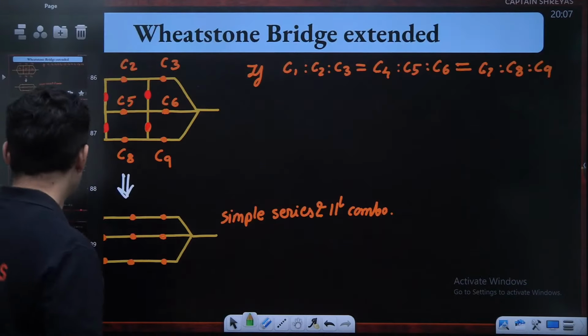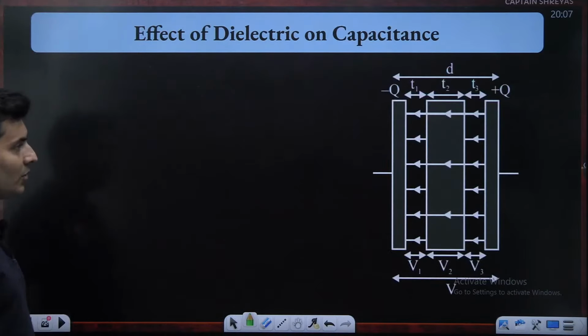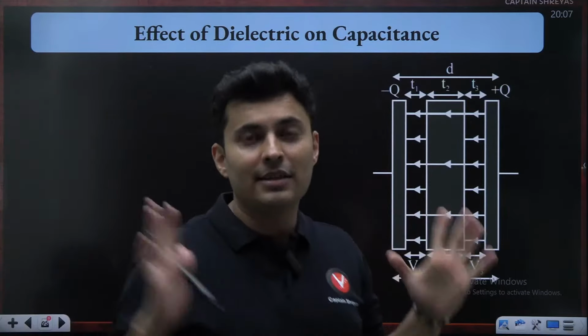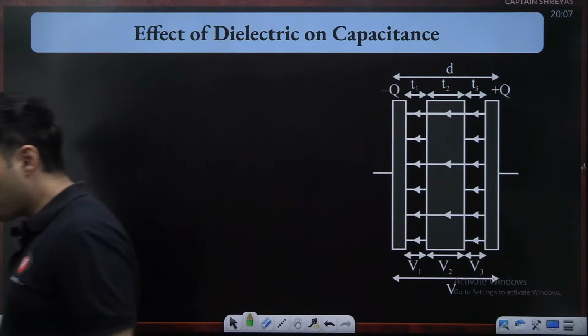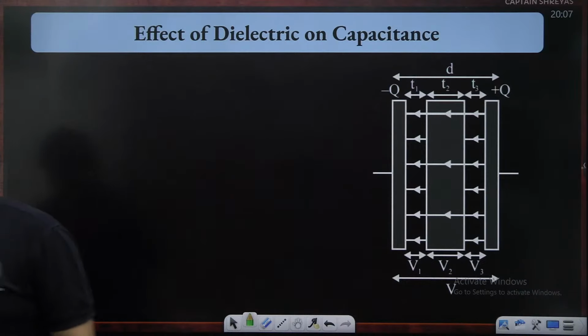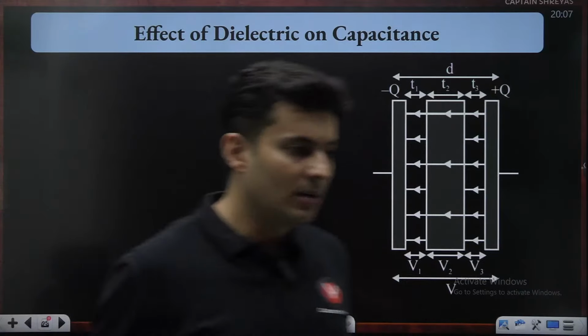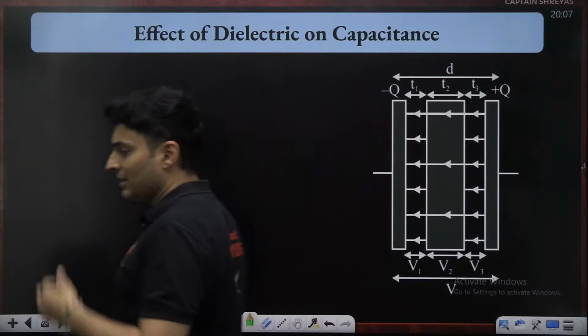Very, very interesting concept. So let's go now to the next type of questions where you will see dielectrics involved. Ready for it? So we are doing all varieties of questions. After this, you will never ever face any issues. Any question comes in JEE exam, you are prepared for it. So what type of questions are these?